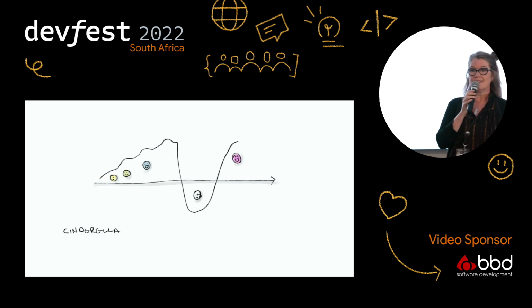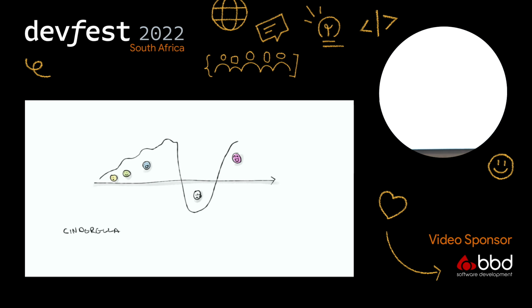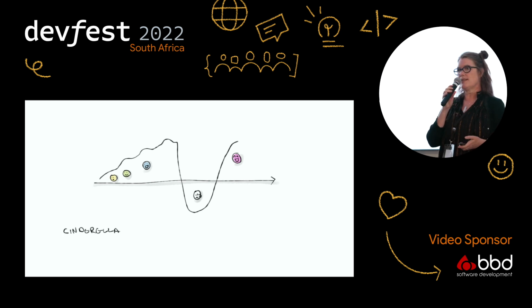The next one is Cinderella. Now, Cinderella is very much like Man in a Hole. You can see the pattern's the same. It's just that the cliffs are sharper. So this could be something like this.